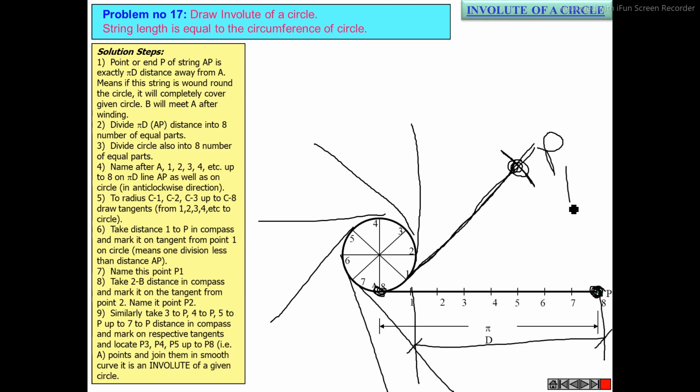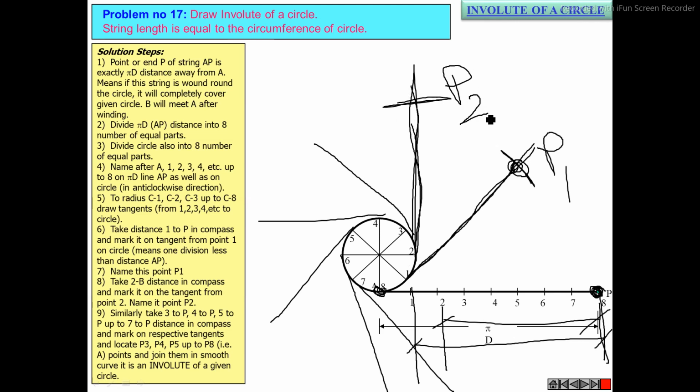Similarly, you need to get the third locus point of your involute, and you will get that on the tangent line passing through point 2. How will you get it? You need to measure this distance 2P in your compass. Place your compass at point 2, and on this tangent line, cut an arc. Say that arc point is over here. This is locus point P2 of the involute.